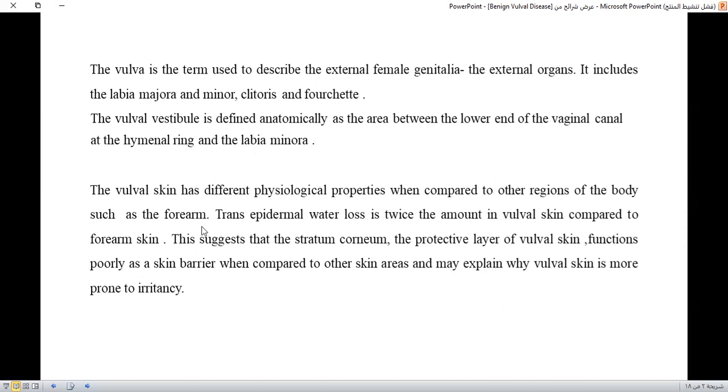to irritancy. The vulva is the external organ, including labia majora, minora, clitoris, and fourchette. Vestibule is an area between the lower end of the vaginal canal at the hymenal ring and the labia minora. Transepidermal water loss is twice the amount in vulval skin compared to forearm skin, so it is more liable to irritancy.